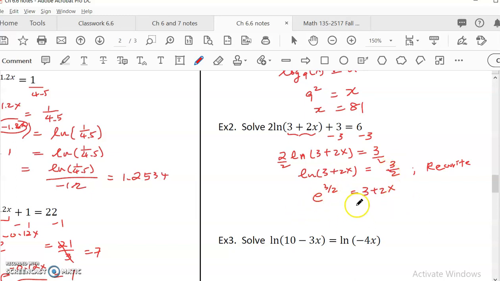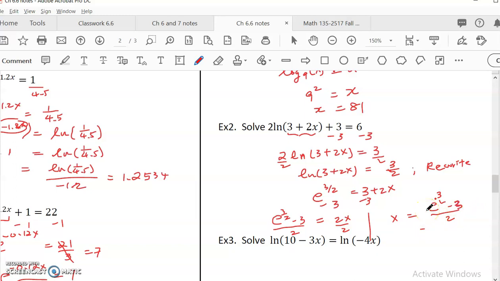Now there's no more log. Everything is free. And e to the 3 over 2 is actually a number, so it's a constant. So what you do is your x is just 2x, so you clean up the 3 now, minus 3. So e to the 3 over 2 minus 3 equal to 2x, and then you divide by 2. So x is equal to e to the 3 over 2 minus 3, all over 2.